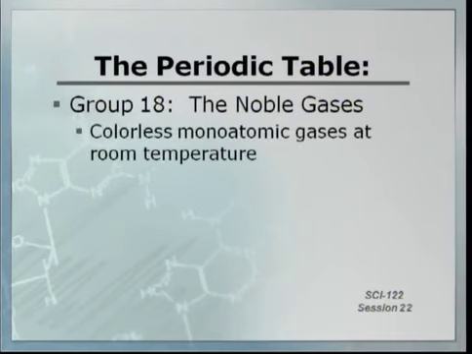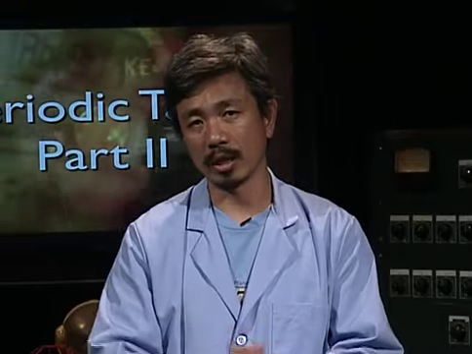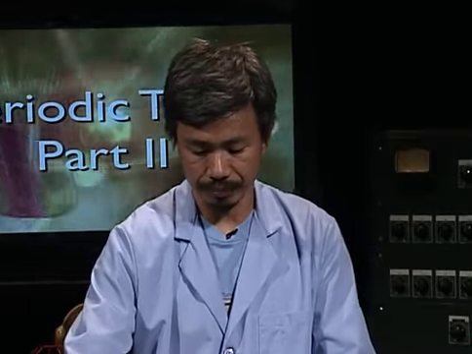These groups are usually colorless monatomic gases. That means gases that are made out of single atoms of the element, okay, at room temperature. And these elements were once thought to be inert. That means they do not combine with anything else. However, since 1962 or so, many compounds of krypton, xenon, and radon have been discovered. Okay, so for example, xenon can combine with fluorine to form xenon tetrafluoride, a very exotic material, and so on. But overall, as far as we're concerned, we can imagine them to be inert, that they do not react whatsoever. Okay, so keep that in mind.